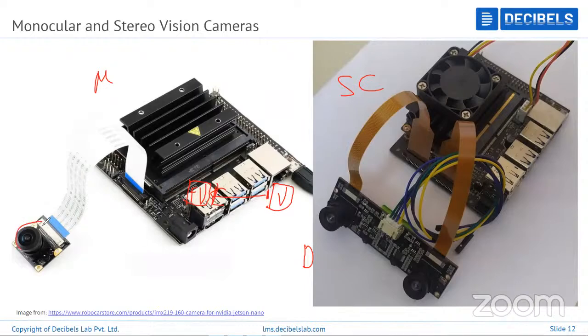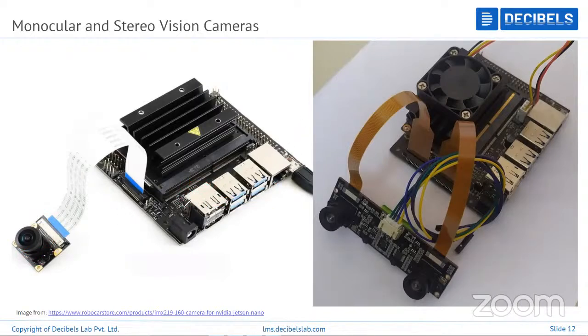So by using a monocular camera, it is challenging to estimate distance. It's not so accurate, but if you look at a stereo camera, we'll be able to better estimate the distance by using the left and the right camera. So that's the major difference between a stereo camera and a monocular camera.